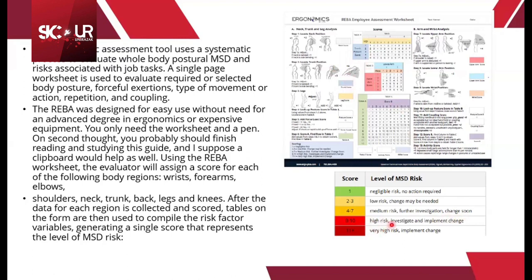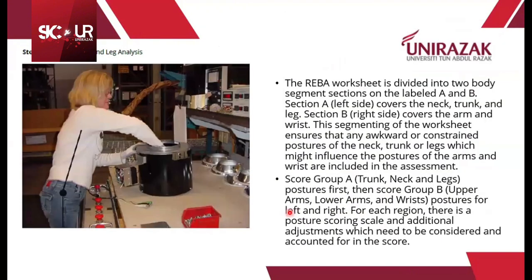So mungkin cara kerja dia dah tak betul, so kita kena tambah baik. Mungkin 8 ke 10, high risk. 11 plus, so yang belah-belah bawah ni, very high risk. Kena implement change. Right. So REBA worksheet is divided to body segment, label A and B. Section A cover neck, trunk and leg. Section B, cover the arm and wrist.